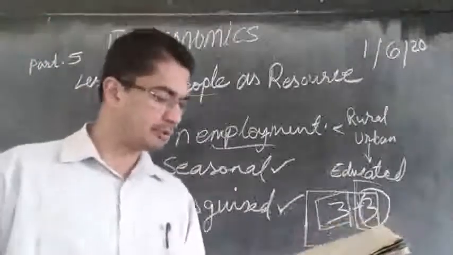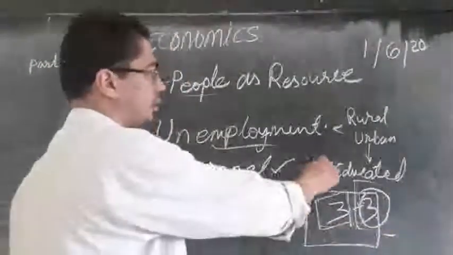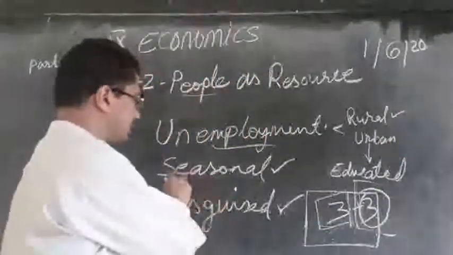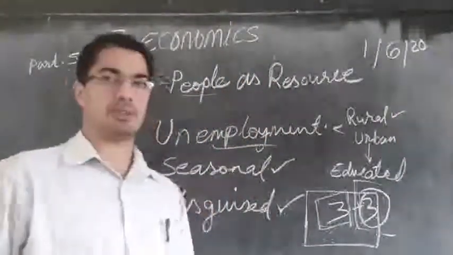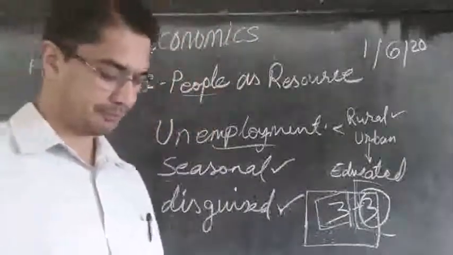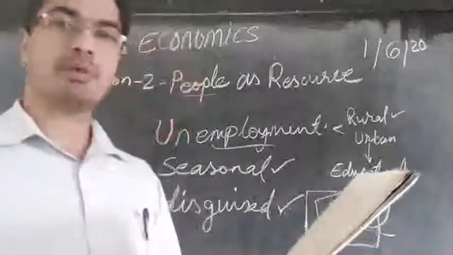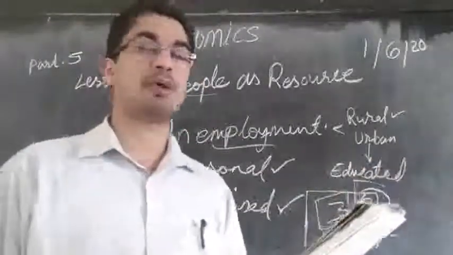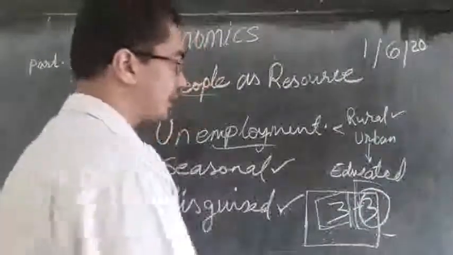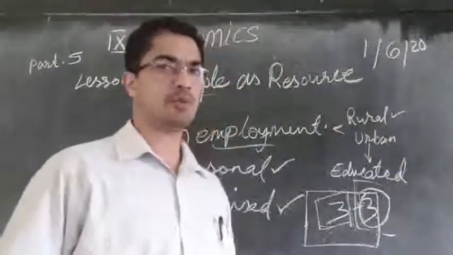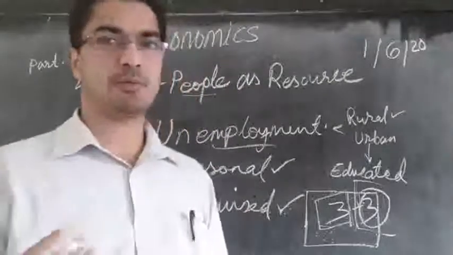So in the case of urban areas, now we have finished rural areas. In rural areas, these two are possible: seasonal and disguised unemployment. And if you come to urban areas, what will happen there? In the case of urban areas, educated unemployment has become a common phenomenon. That means many people are educated there in the urban areas.